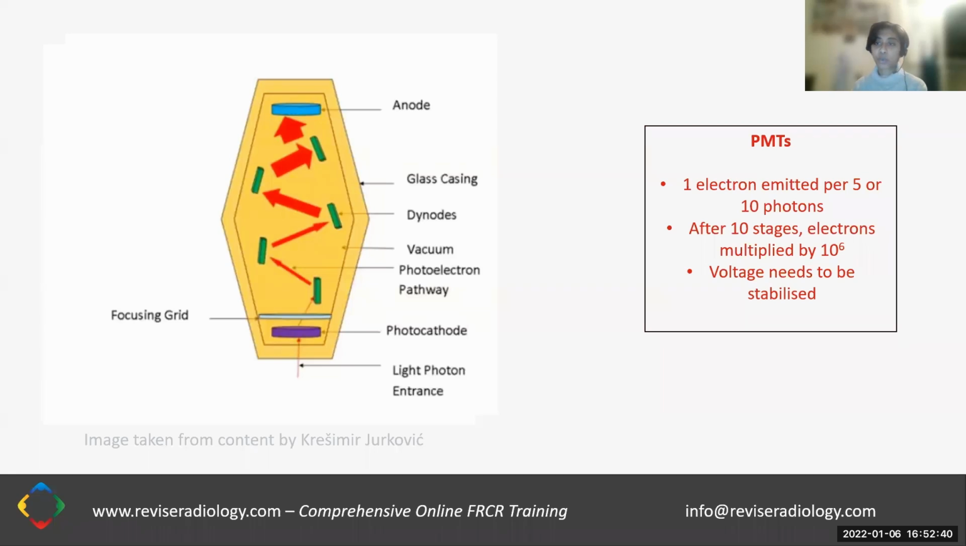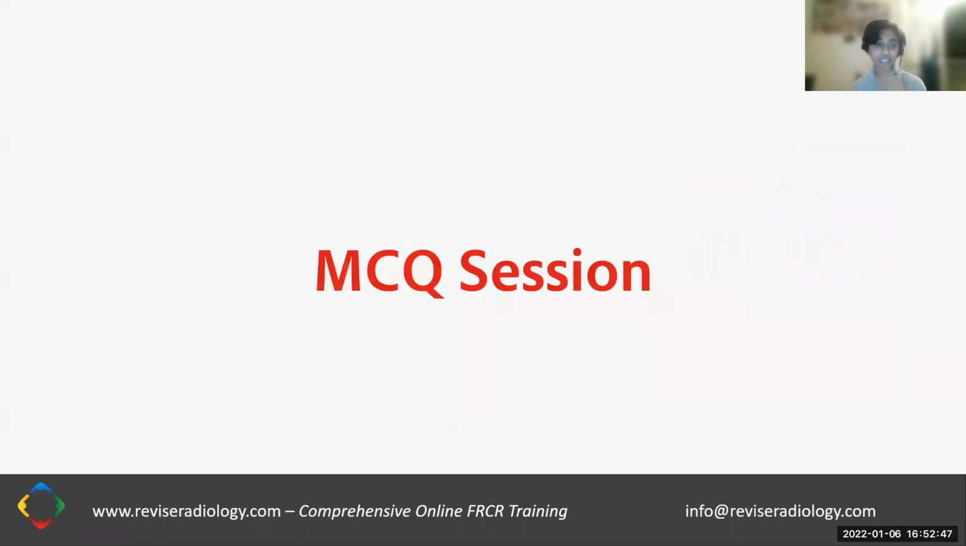One thing about the photomultiplier tube is that it's very sensitive to voltage. So the voltage does need to be stabilized during this process to get a good image.